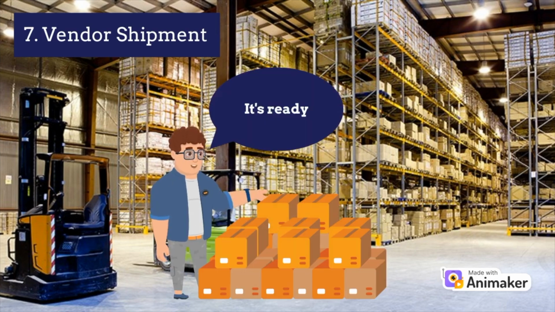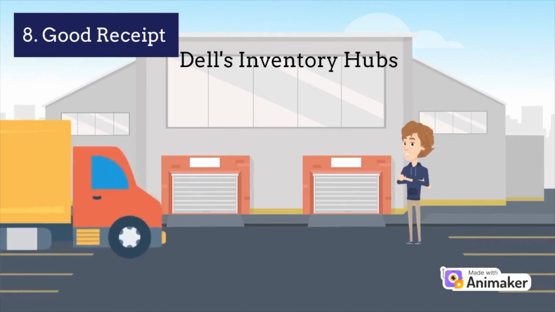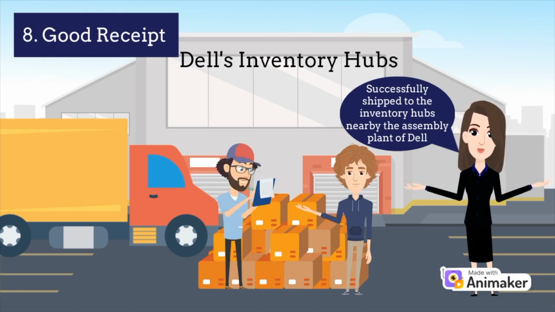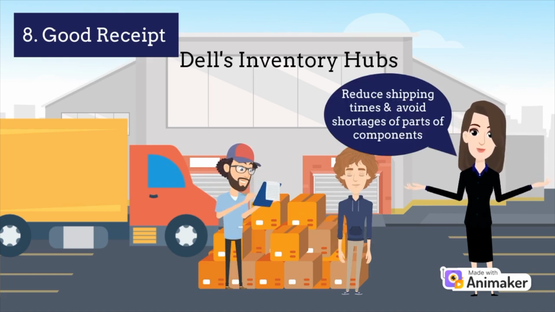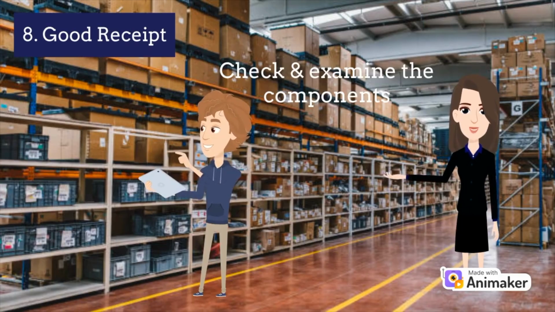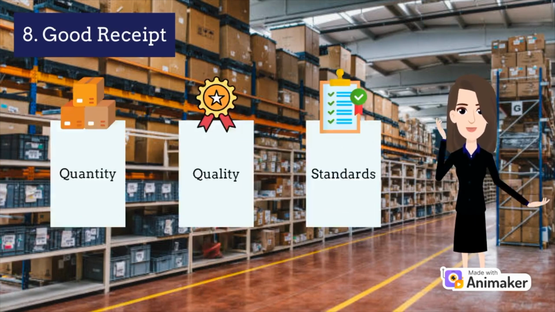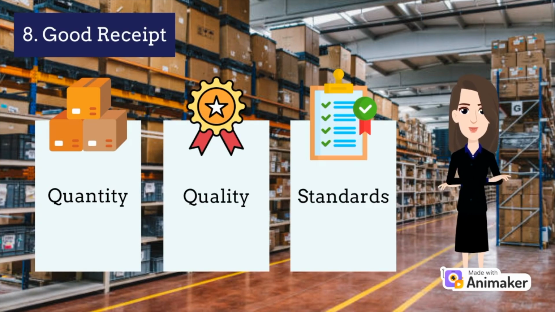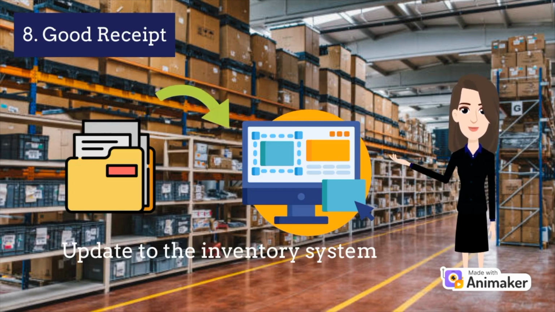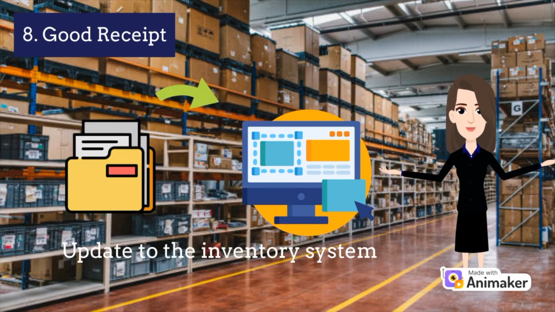There are all the components needed by Dell, waiting for delivery. Now the components are successfully shipped to the inventory hubs nearby the assembly plant of Dell. It can reduce the shipping times and avoid shortages of parts of the components that would affect the production process. After they receive the components, they will check and examine the components received to see whether they align with the purchase orders, including the quantity, quality, and standards of Dell. The employee will then record into the system that the components have been received, and the quantity in the inventory hubs will be updated and ready to ship for production. This process is called goods receipt.